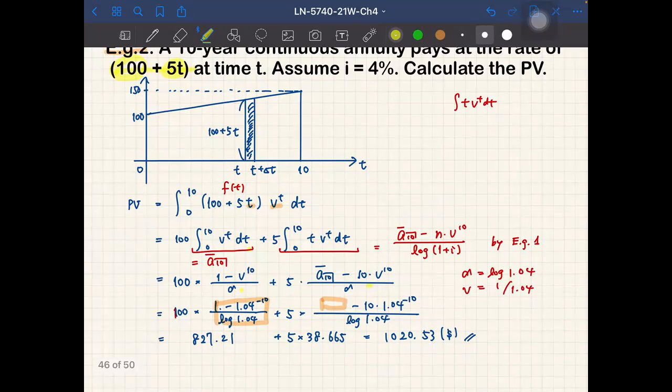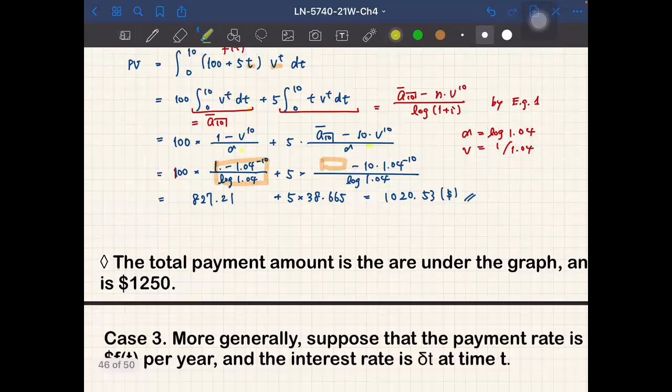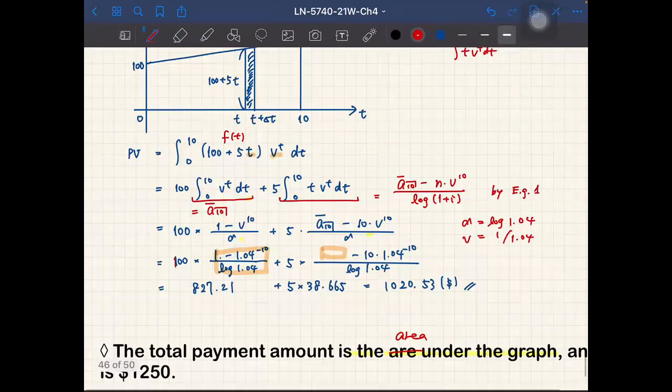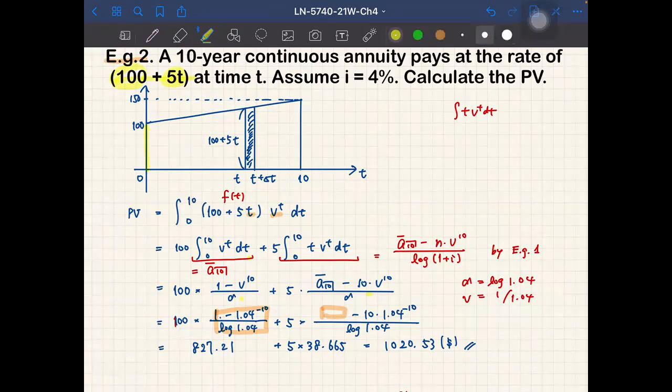And what's the total payment amount? The payment amount is the area. So the total payment amount is the area under the graph. Sorry, this is area, not R. This is area under the graph. So this is 1,250. You can see that this is a trapezoid with bases 100 and 150, and the height is 10. So this area is equal to (100 plus 150) over 2 times 10, which is 1,250. So this is the total payment.